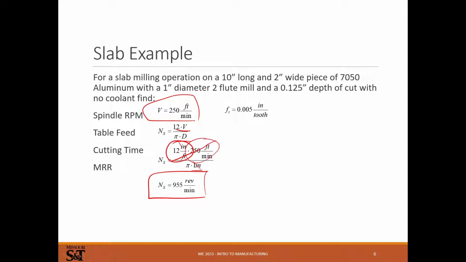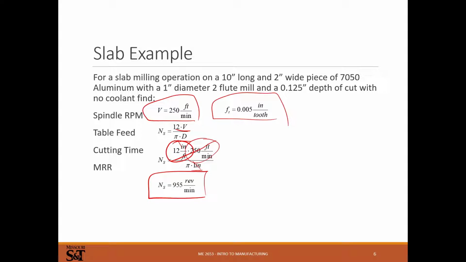Next thing I need is feed per tooth. Again, that's not provided in this problem, but if you're the machinist faced with this situation, you need to go look this up in a table somewhere. 4 to 5 thousandths of an inch per tooth is pretty common for a 1-inch diameter tool. As tools get smaller, you might have a smaller number for this. Again, where does this come from? You look it up in a table. And you can just Google this stuff and find some tables online.